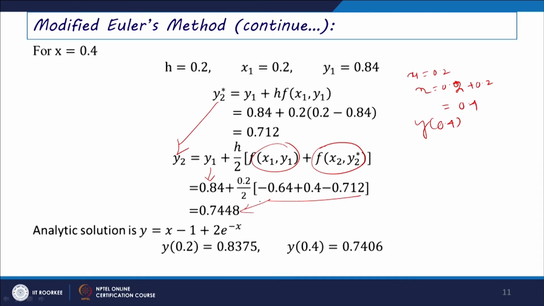0.7448 here. The analytic solution can be obtained if you take the direct integration of this differential equation, and the value can be obtained as x minus 1 plus 2 e to the power minus x. If we want to compute the value at 0.2, we put x equals 0.2, then the value is 0.8375, and for 0.4 the value is 0.7406. If you take the difference between these values, then we can find the error in that method.